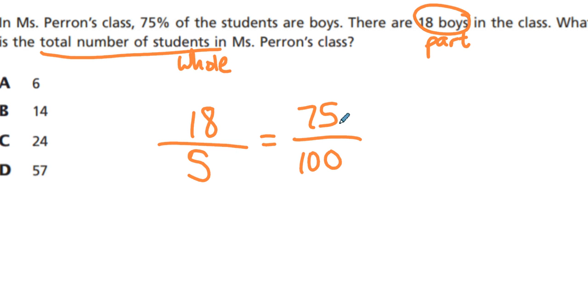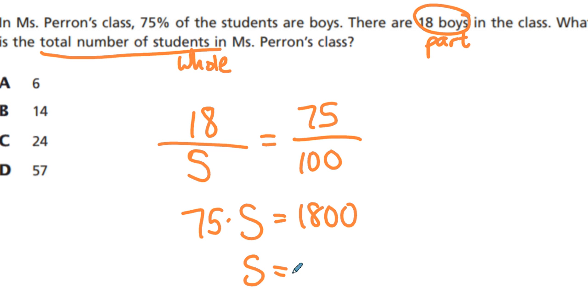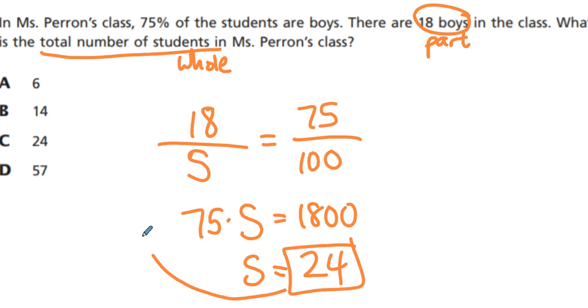This is a little tricky to scale up, so maybe we cross multiply. 75s is 1,800, and s turns out to be 24. And 24 happens to be an answer choice. This is again a scenario where we know the part, we don't know the whole, but we can compare the part to the whole as 75 compares to 100.